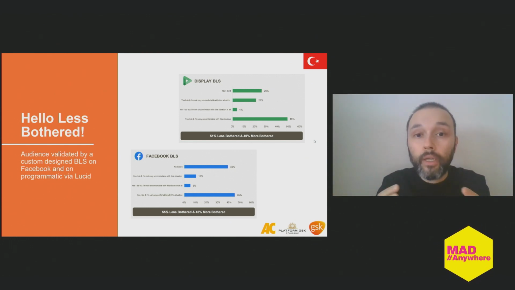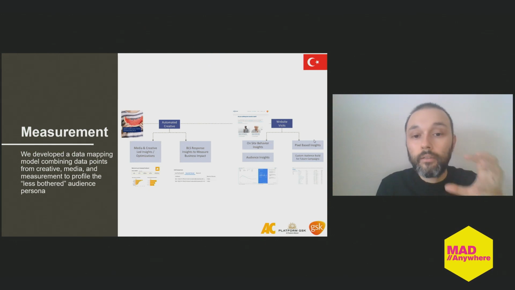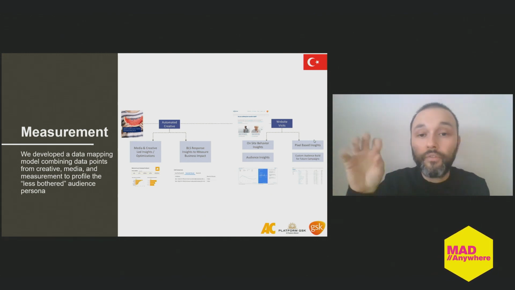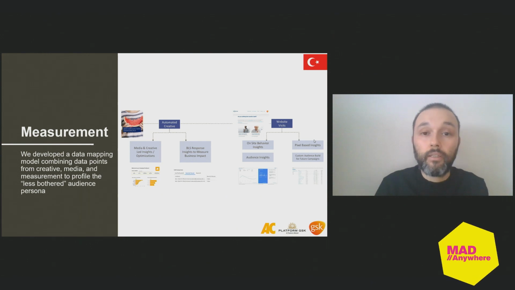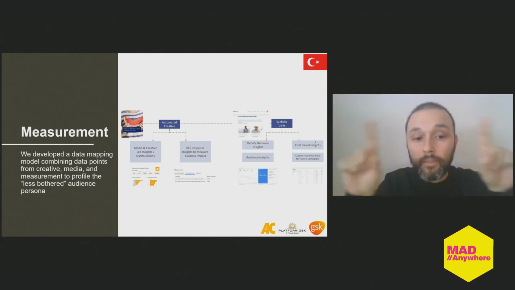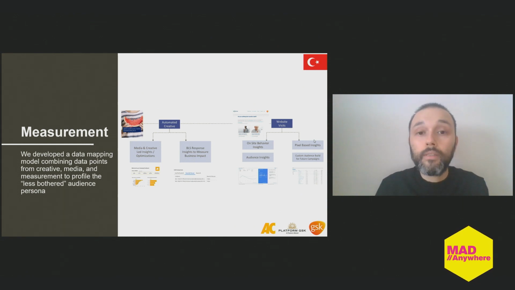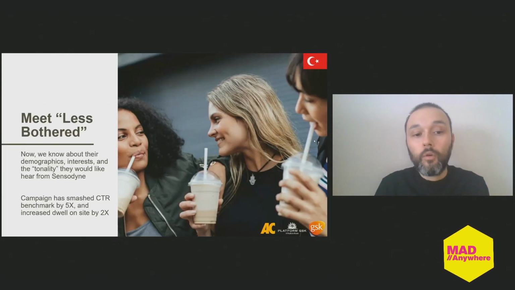But as a next step, we also needed to gather more data from them. So we needed to understand who they are, what their interests, their behaviors, maybe their demographics are. And to do that, by the way, we developed a data mapping model to connect the creative insights that we get from automated creative, the DV360 data, the Facebook data, and also the GA360 data, the website data. We connected the dots, we created a model, and that model actually helped us to reveal that audience. Now, Sensodyne Turkey knows about these people. We know about their demographics, their interests, and the tonality they would like to hear from Sensodyne, because that was one of the major outcomes that we had.